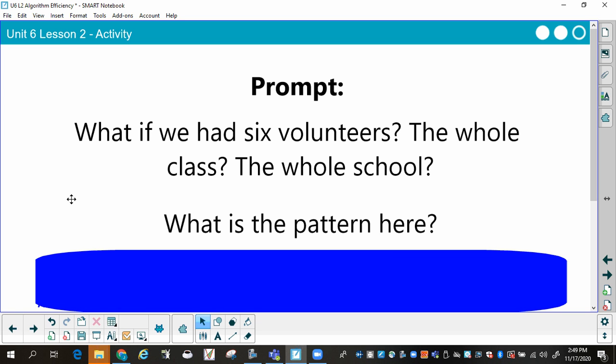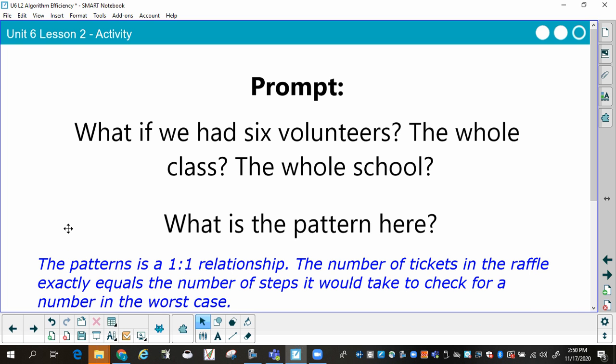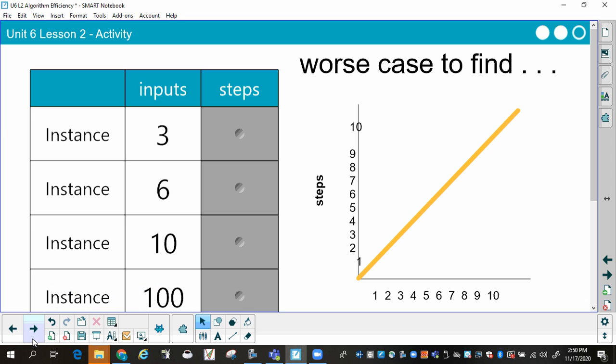The pattern here, what is the pattern? Hopefully notice that the pattern is a one-to-one relationship. The number of tickets in the raffle exactly equals the number of steps it would take to check for a number in the worst case. Well, worst case is linear. It's y equals x. If I have 3 inputs, I'm going to need 3 steps. I got to check it 3 times.